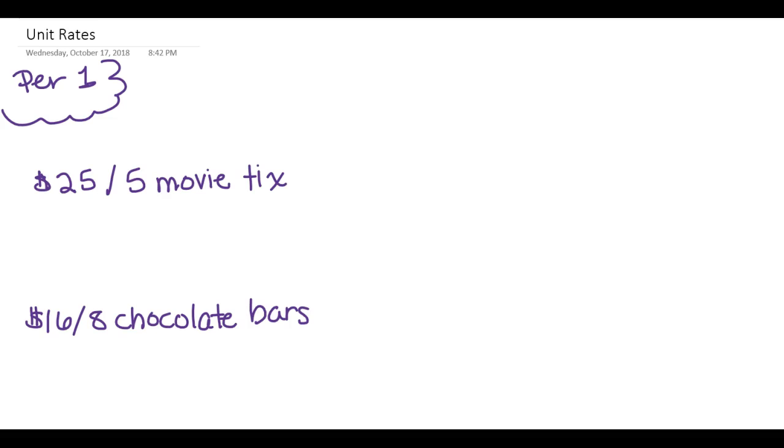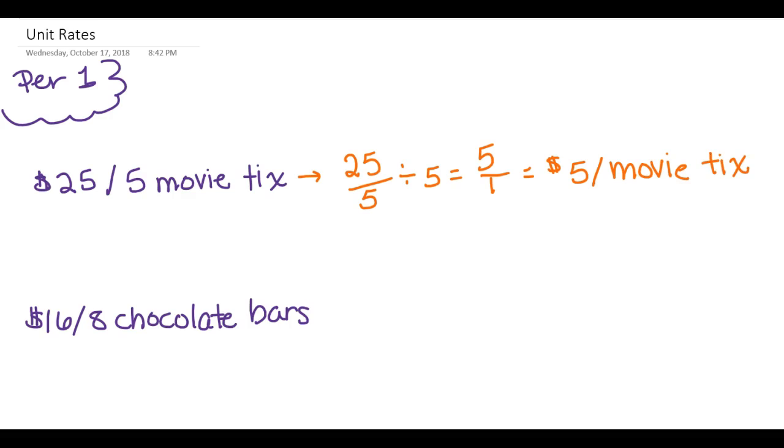So for example, if we're looking at this one and it says $25 for 5 movie tickets, how can we make that into a unit rate? Well, what I'm going to do is turn it into a fraction, and it's going to be 25 over 5. I'm going to find my greatest common factor, and in that case, it happens to be 5. So 25 divided by 5 is 5, and 5 divided by 5 is 1. So this means $5 per movie ticket. And because I'm running out of room, I'm calling them ticks.